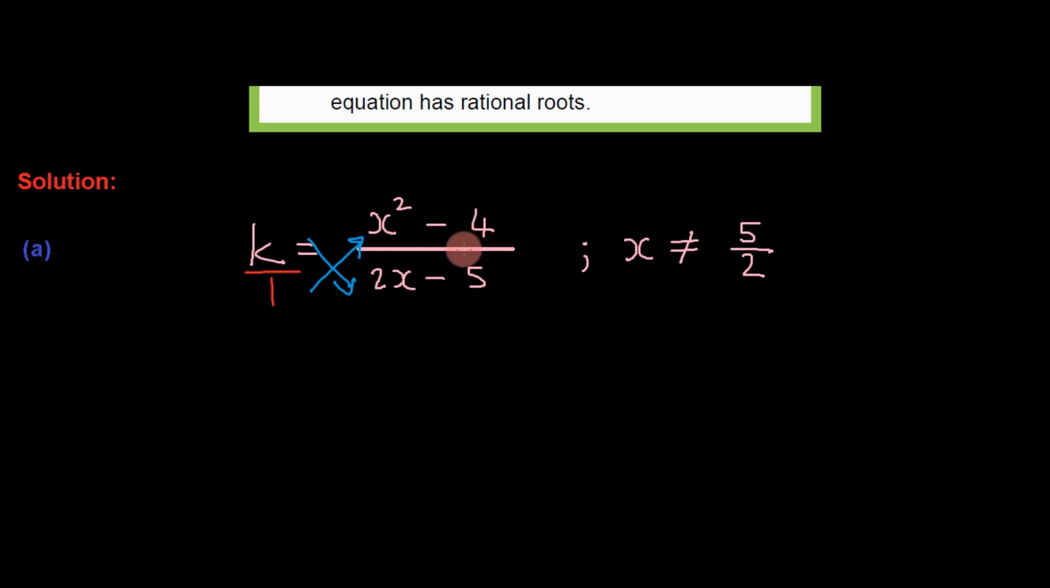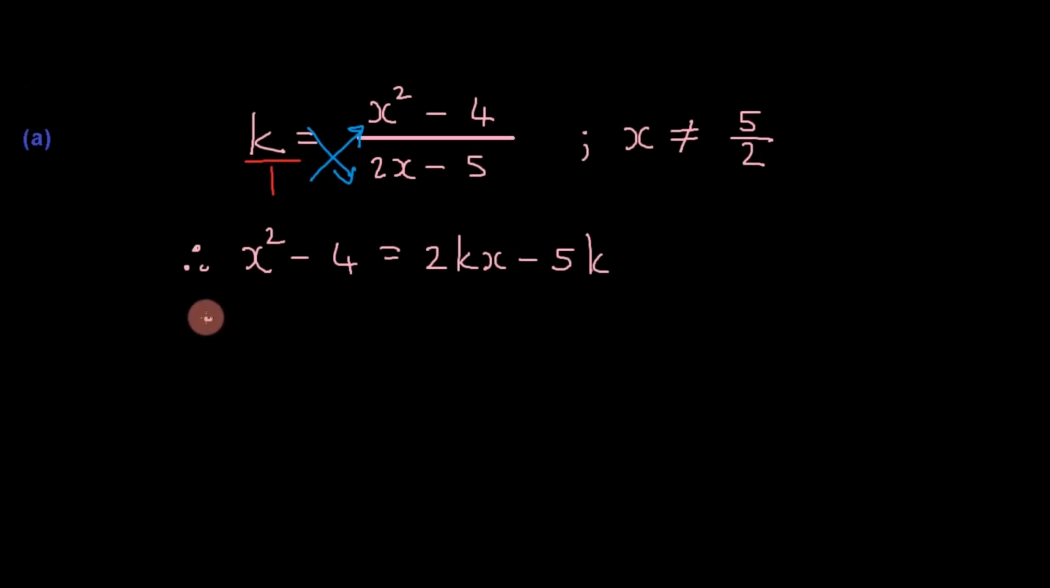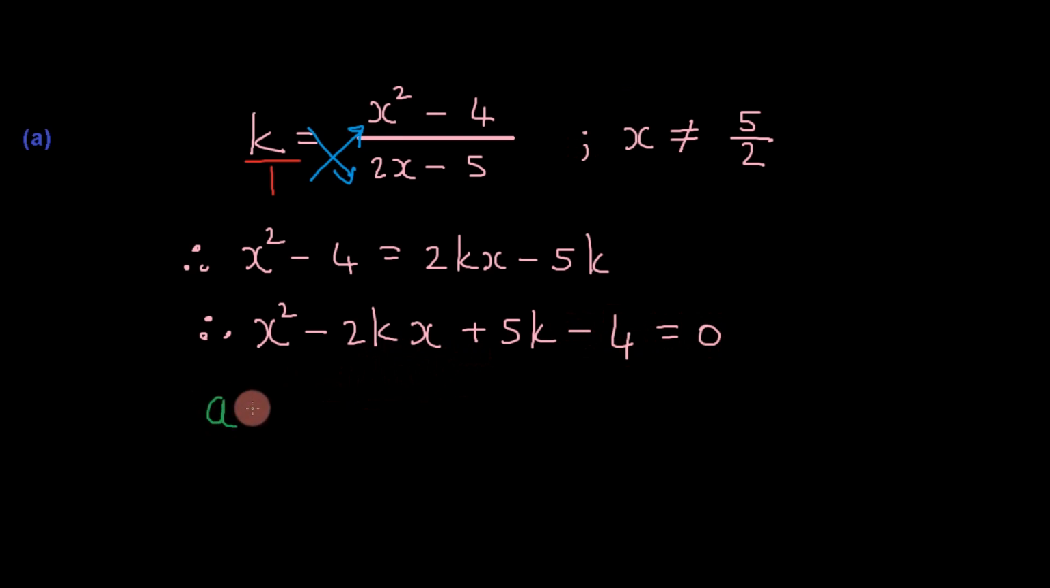So then 1 times x squared minus 4 equals k times 2x minus 5, which is 2kx minus 5k. So just cross-multiplying. We can bring all our terms to one side, to the left-hand side, and also write it in standard quadratic form. So negative 5k to the left-hand side. The equation is now in standard quadratic form. So we can write down the values of a, b, and c. So a is 1, b is negative 2k, and c, the constant, is 5k minus 4.